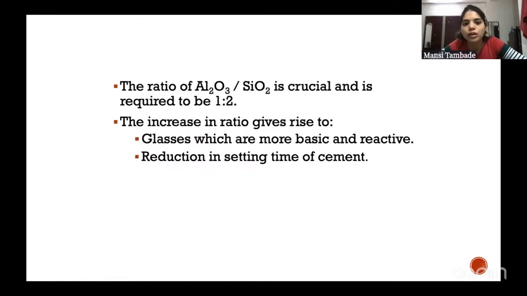The ratio of alumina to silica is crucial, and it should be 1:2. This is also important, but you should mention it after writing the functions. An increase in the ratio gives rise to glasses which are more basic and reactive, with a reduction in the setting time. If the ratio is not manipulated in the proper range, it will give you something which is not proper for usage. So you should definitely write the ratio of what is to what is used.